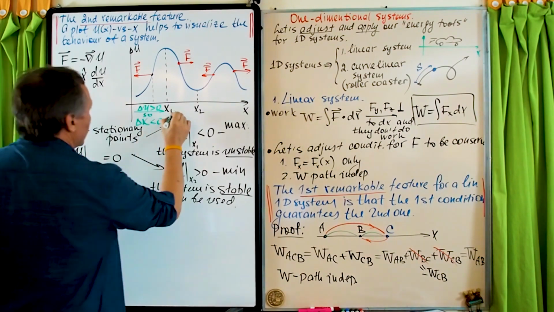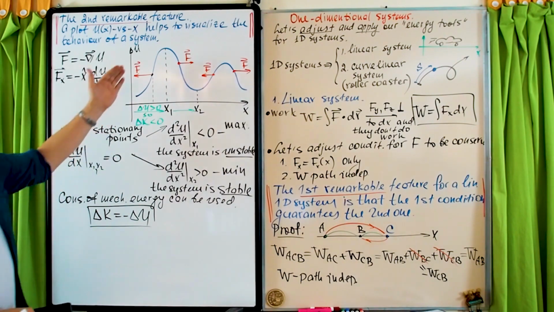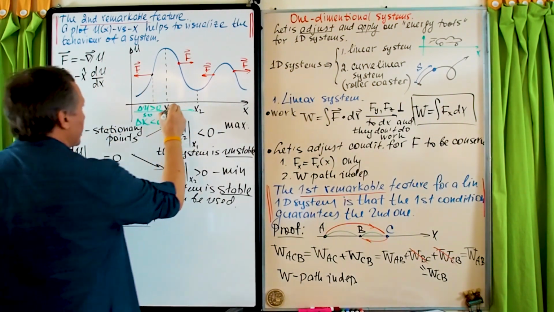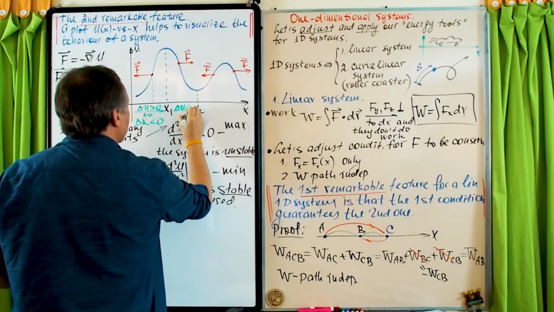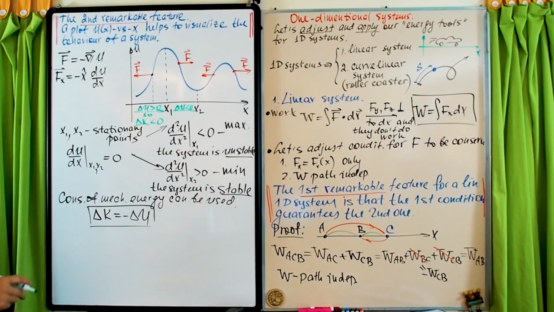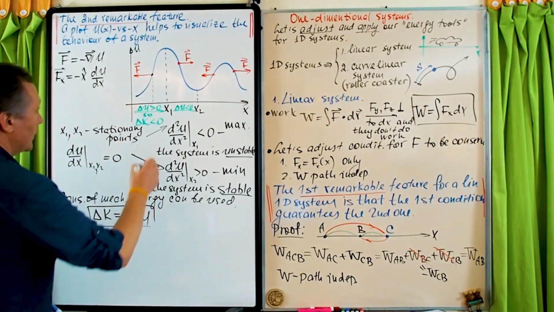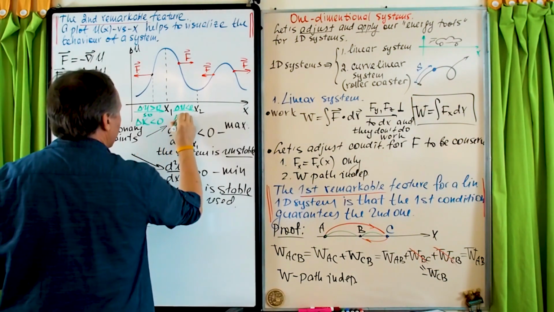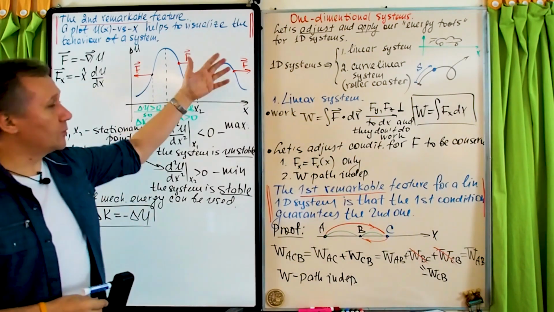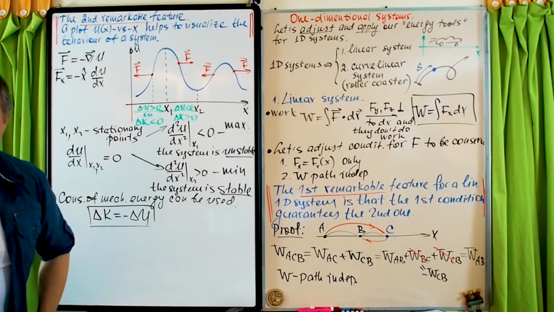And of course, if you look over this stretch, now potential energy is going down. So delta U is negative, and with this minus in front, delta K is positive. So the system is speeding up, gaining kinetic energy, right? So as a result, delta K is positive, the system is speeding up. And exactly the same over here. So, an analogy with a roller coaster.